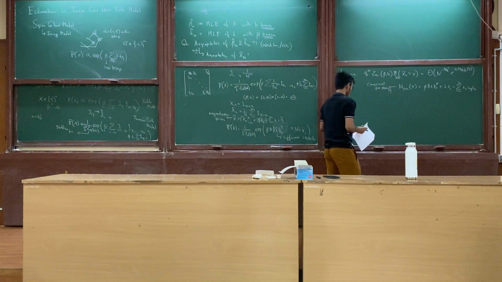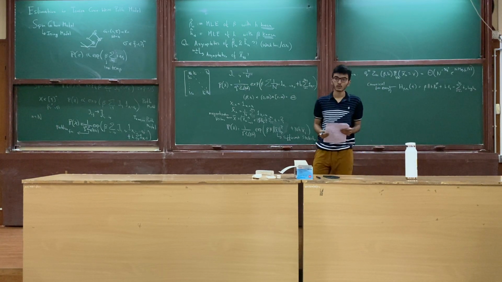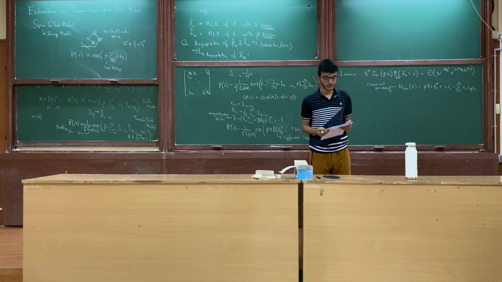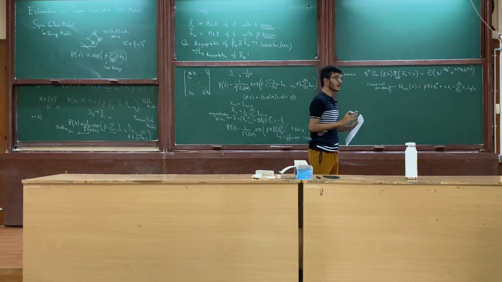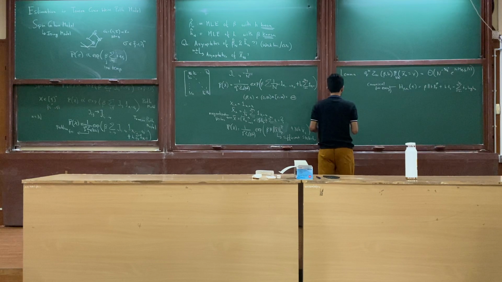Okay. So now I will state the weak law. Of course, I won't go into the proof, but if you see the weak law, then you will understand why we need to study this H(beta, h). So theorem.